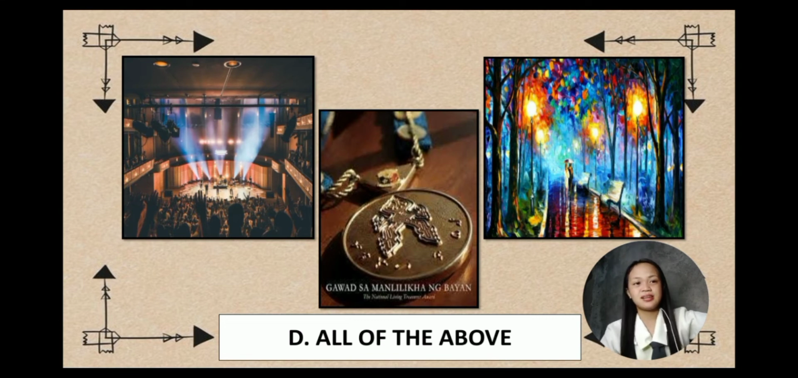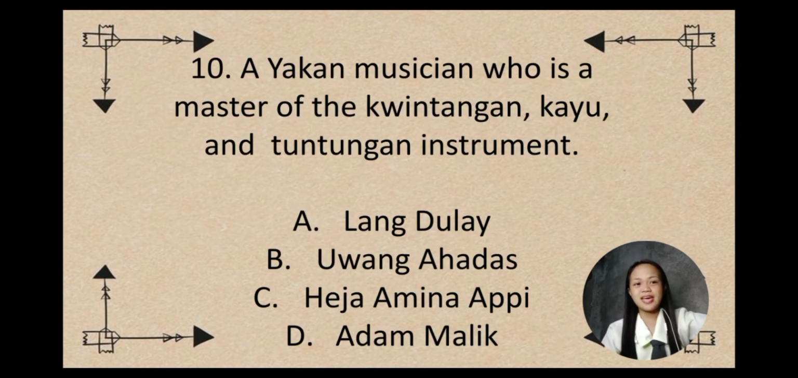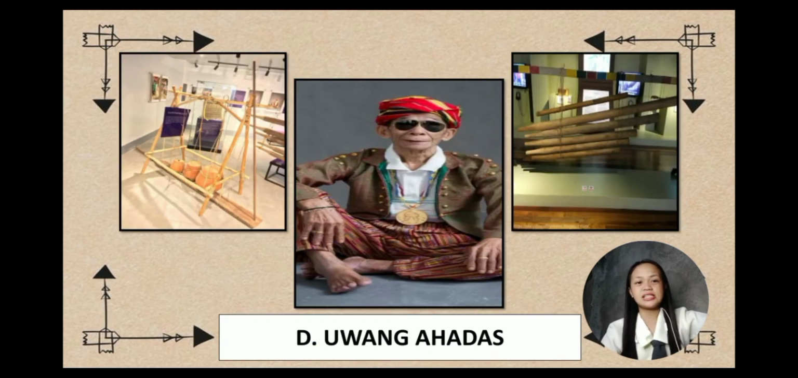And the last question, number 10. A Ayakan musician who is a master of kwintangan, kayu, and tuntungan instruments. So, A. Lang Dulay, B. Uwang Ahadas, C. Haja Amina Api, or D. Azam Malik? So, the answer is, yes, D. Uwang Ahadas. That's all for the quiz of Lesson 1.